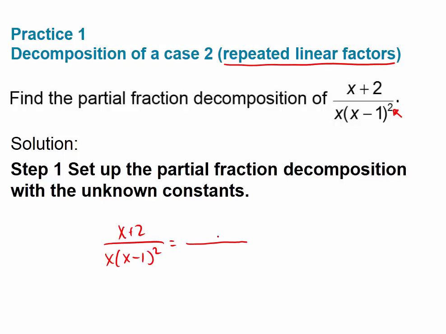So hopefully what you recognized here in your decomposition is I have one distinct linear factor, so that will be the denominator of one of my fractions. I'll write that over a. Then I need to represent every power of x minus 1. So I'll write x minus 1 to the first power, and I'll put that under b. And then I need to write x minus 1 to the second power, and I'll put that under c.